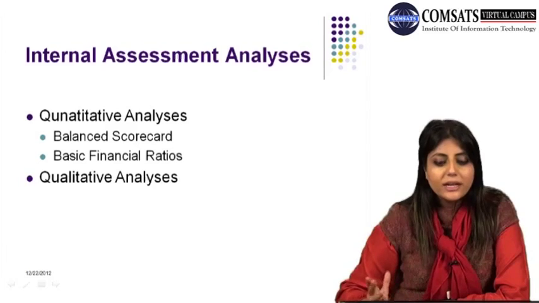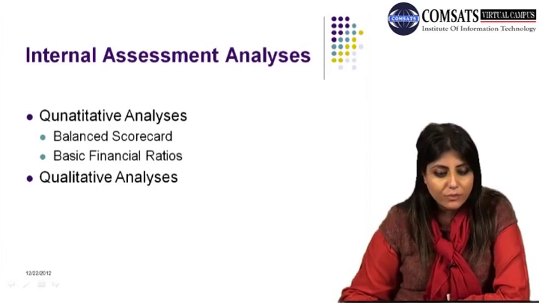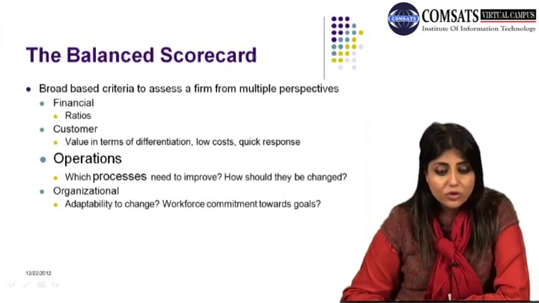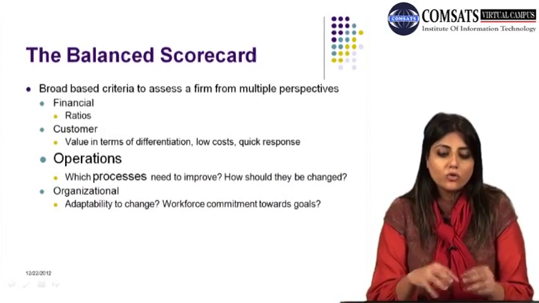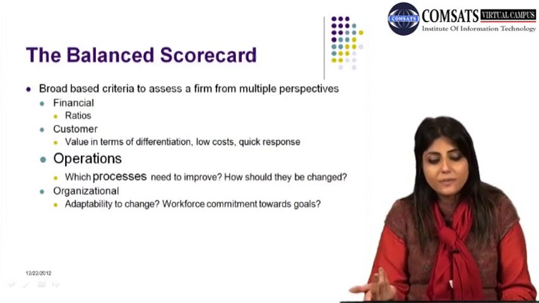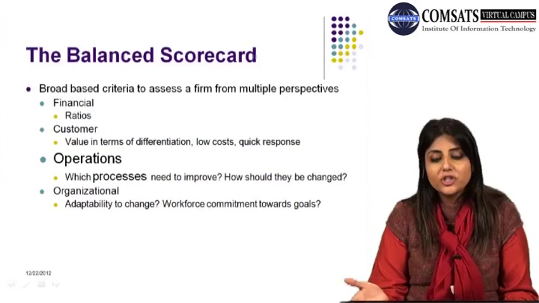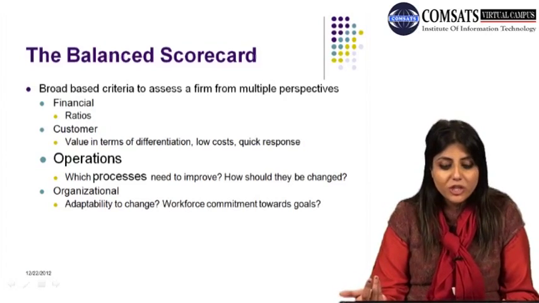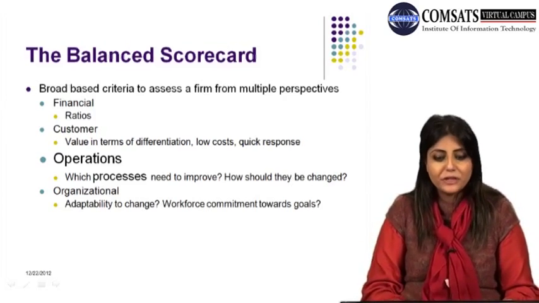Of course, then a firm can do the internal assessment in two ways. One is the qualitative way and one is the quantitative way. The quantitative way it can do by way of the balanced scorecard and basic financial ratios. The balanced scorecard, as you must be familiar, takes into account all the different areas, such as the financial area, the ratio analysis, the customers, how the customers value your product in terms of differentiation, low cost or response, then the operations, which processes the firm needs to improve and how they should be changed, then the organizational, what is the adaptability to change of the organization, and so on. So it is the assessment on all these different areas.